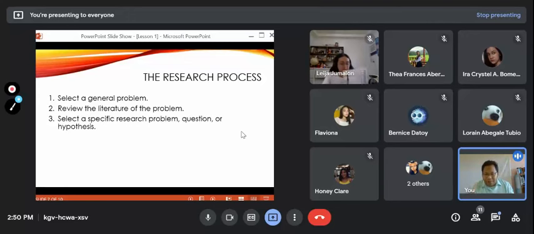From there, after knowing your problem, after identifying the literatures that are now in the pool in your hands, you select a specific research problem, which will be translated later on into some research questions.